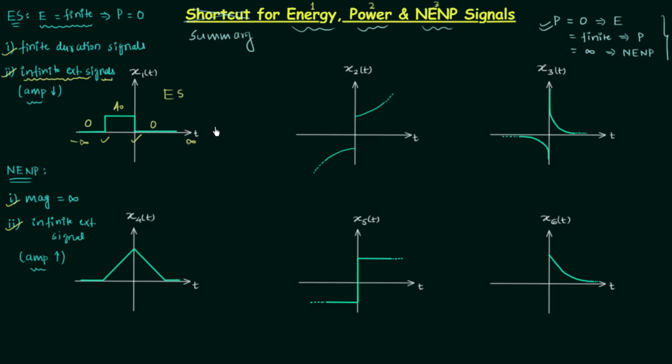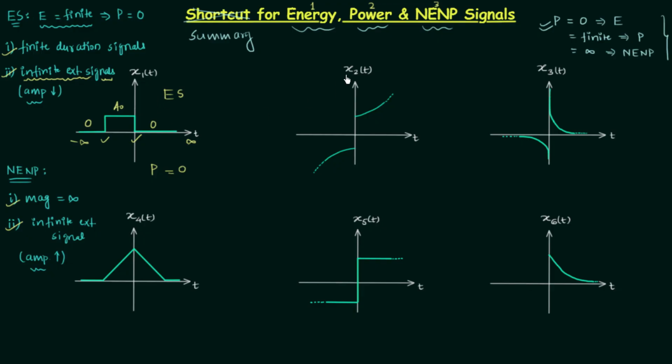Very easy. And even if you calculate the average power P for this signal, you will find it is equal to 0. So you can use the formula for the average power in case of non-periodic signals, and you will see the average power P is equal to 0. And from here also we can say that this signal is an energy signal.